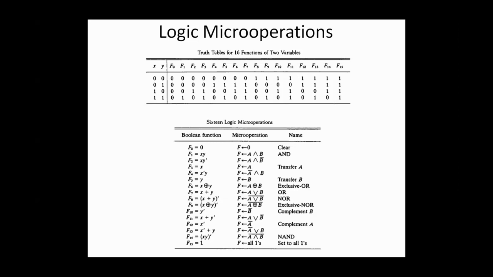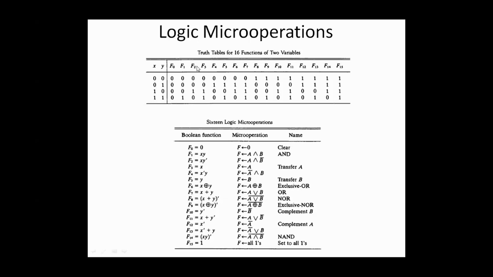This is very simple, that logic microoperations will be performed by the gates. They will be performed by the logic gates, which we know about. There are gates like OR gate, AND gate, XOR, NAND, NOR, and others. These logic microoperations will be performed by using those gates.